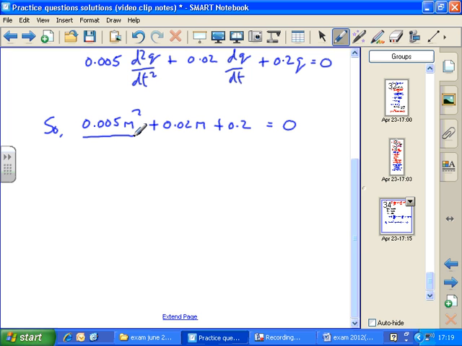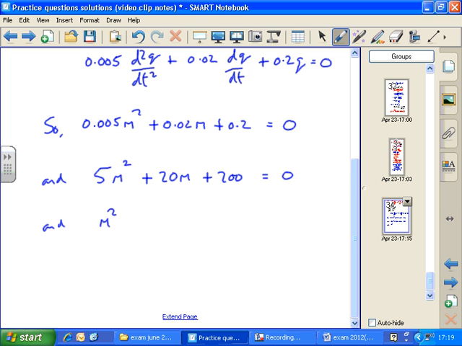So I actually get 5m squared plus, multiplying this by 1,000, moves the point 3 places, 20m plus, moving this 3 places, we get 200 equals 0. And if you look at it again, everything divides by 5. So I can simplify by dividing everything by 5.